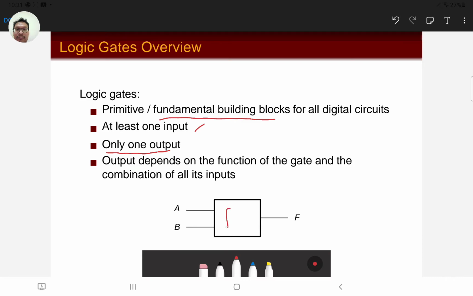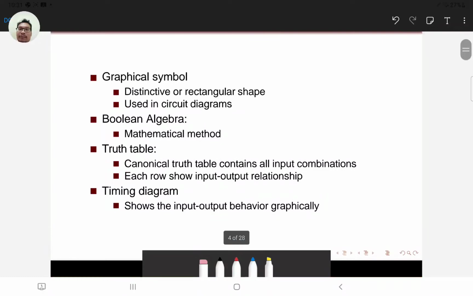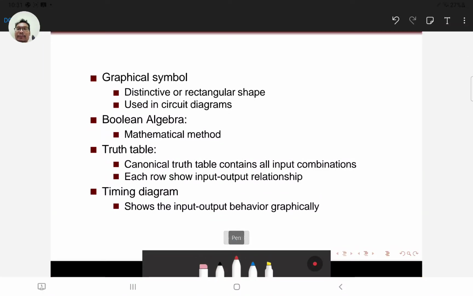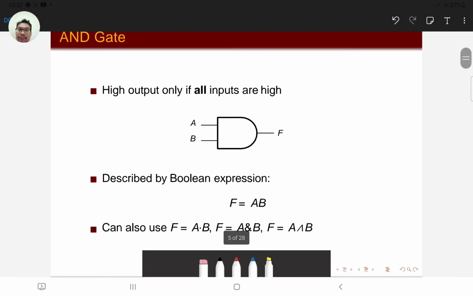So the function f here, f of A, B, depends on the particular function of the primitive or the building block. For each gate, we need to know the graphical symbol, the mathematical expression or the Boolean algebra for the logic gate, the canonical truth table, which contains all the input combinations and what the outputs are, and the timing diagram, which shows the input-output behavior graphically. So let's look at the first gate here, the AND gate, the most basic one.